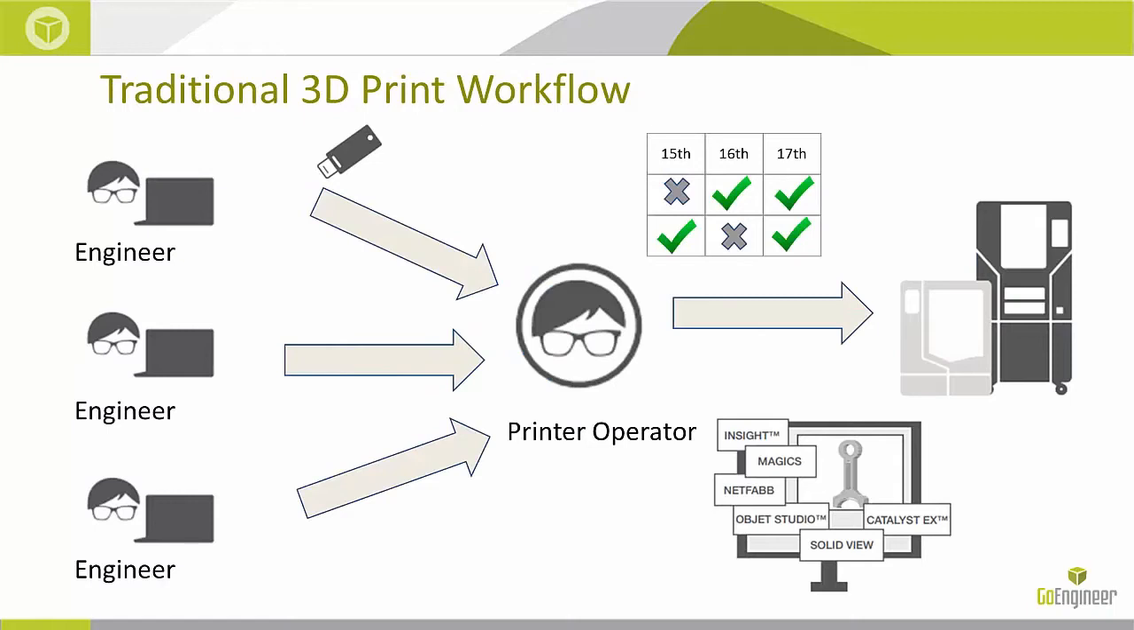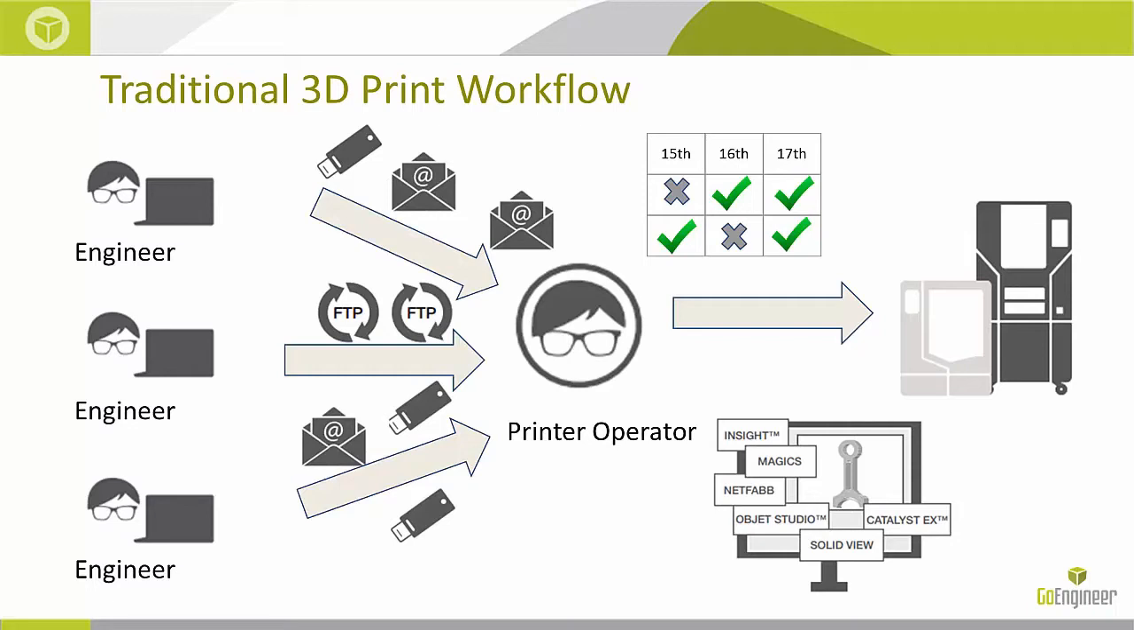For example, this is what the 3D printing workflow looks like for a lot of companies. They usually have an engineer or a group of engineers that design parts, and they also have a printer operator that runs all of the printers and the printer software. When the engineers design a new product and they need prototypes, they have to send their files to the printer operator. They can do this by loading the file on a USB drive, posting the file on an FTP site, email, or a combination of those.